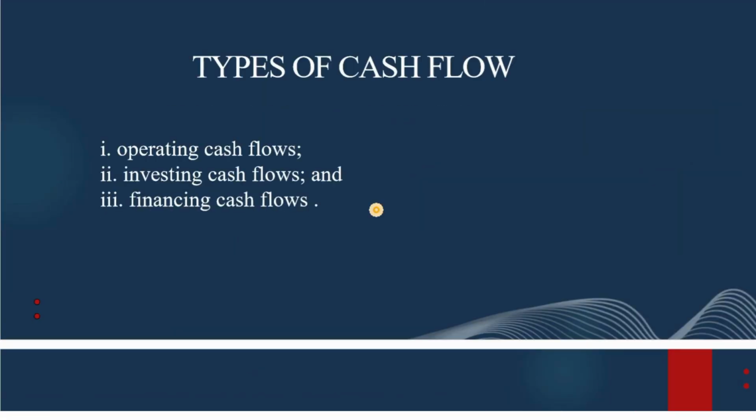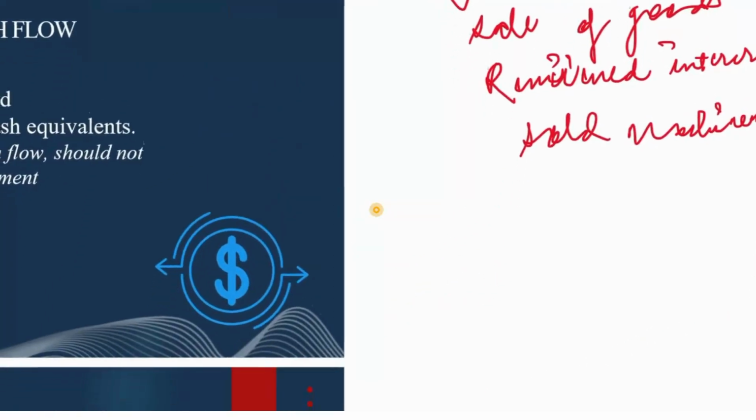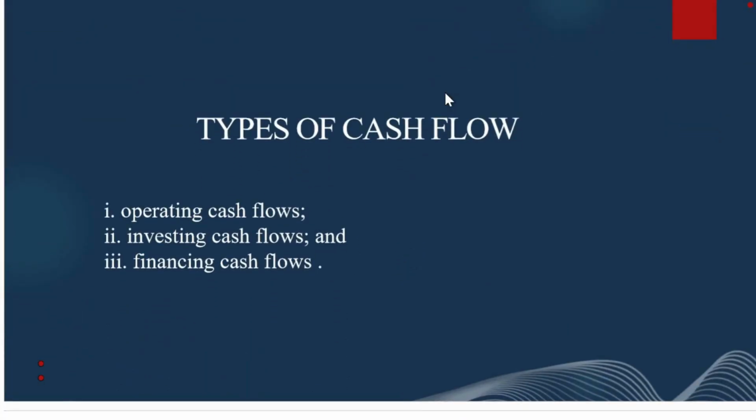All right, now, as I have listed certain things about the cash flows, these are basically subdivided into three categories. The types of cash flows: first is your operating cash flow, second is your investing cash flow, and third one is your financing cash flow.